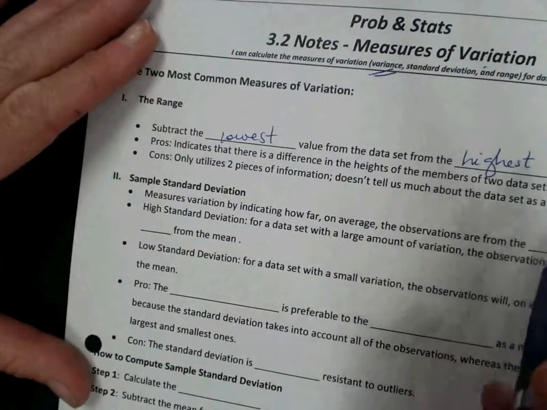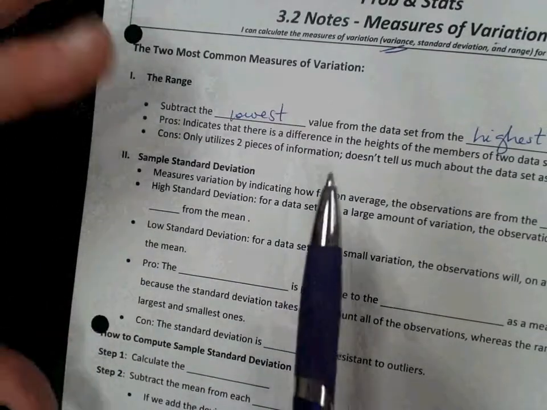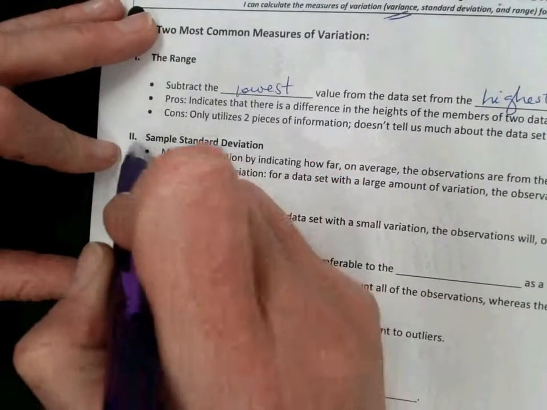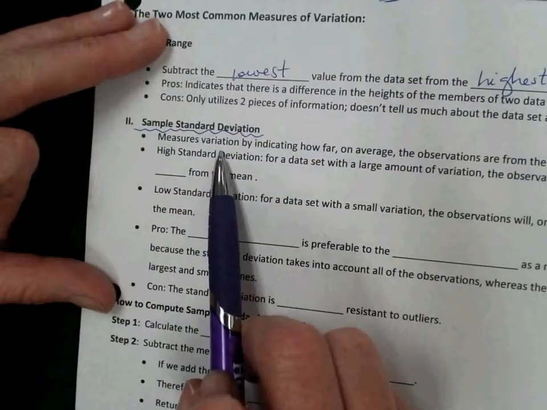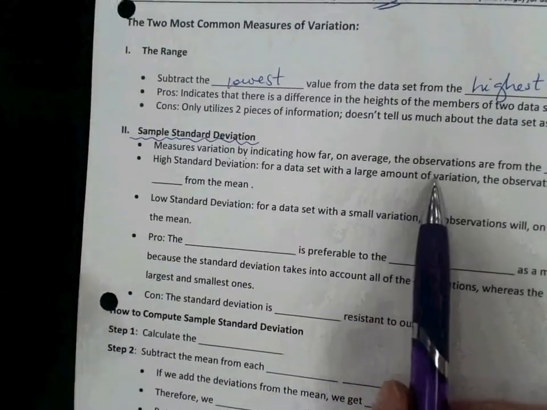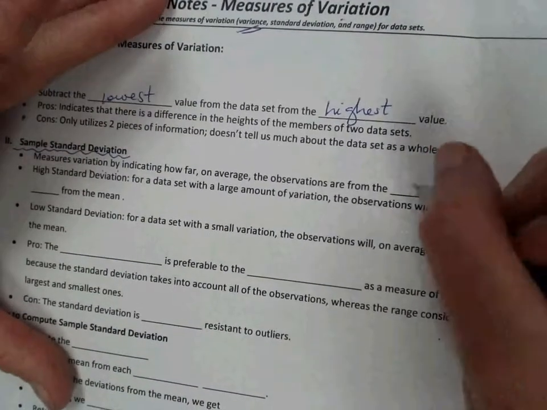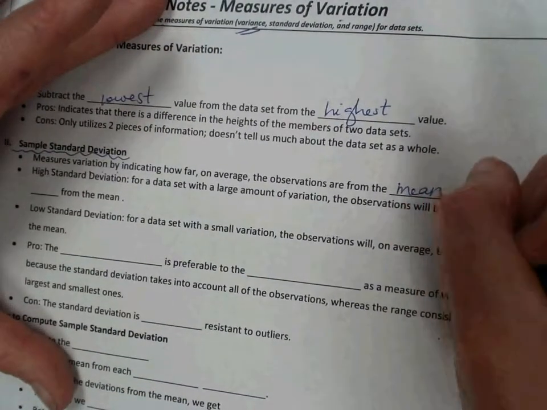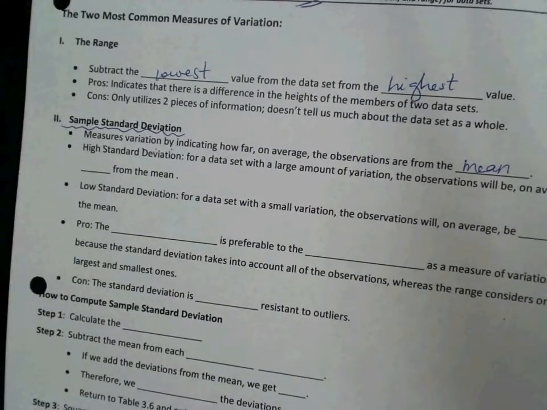The second most popular measure of variation is the standard deviation. In fact, the sample standard deviation. It measures variation by indicating how far on average the observations are from the mean. Good. High standard deviation. So that's for a data set with a large amount of variation. The observations will be on average far from the mean.